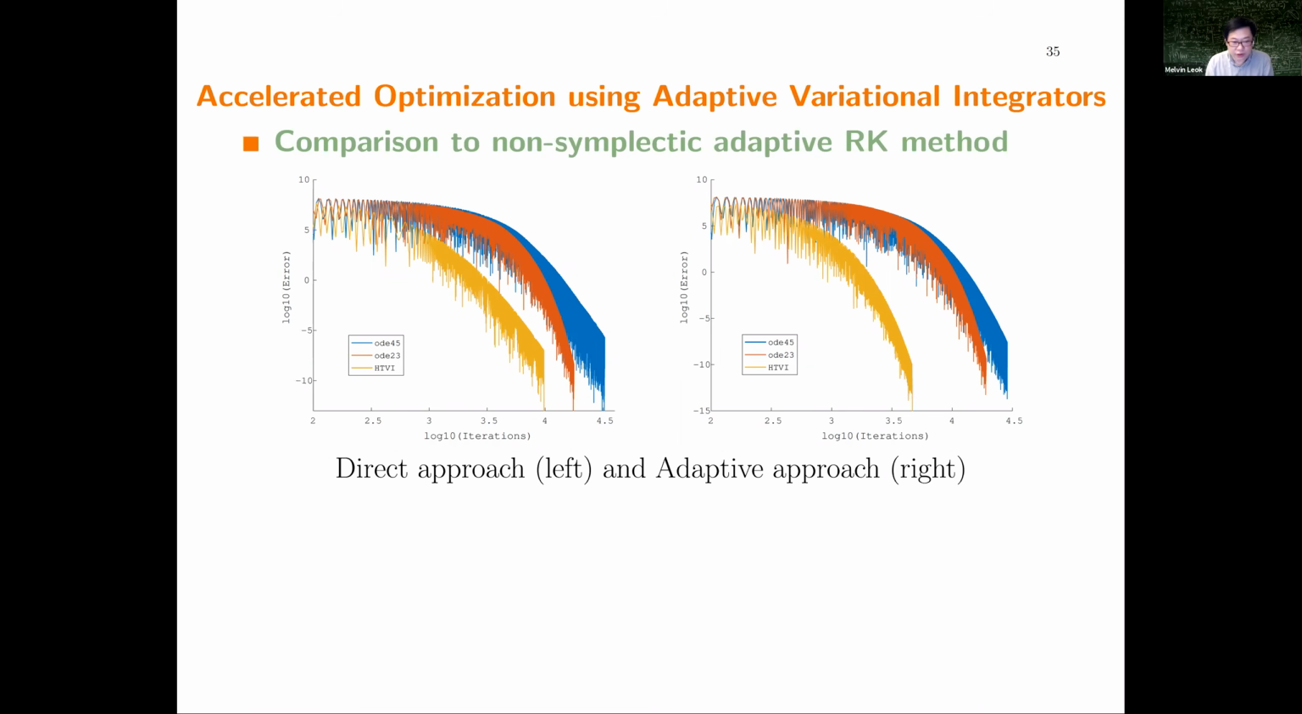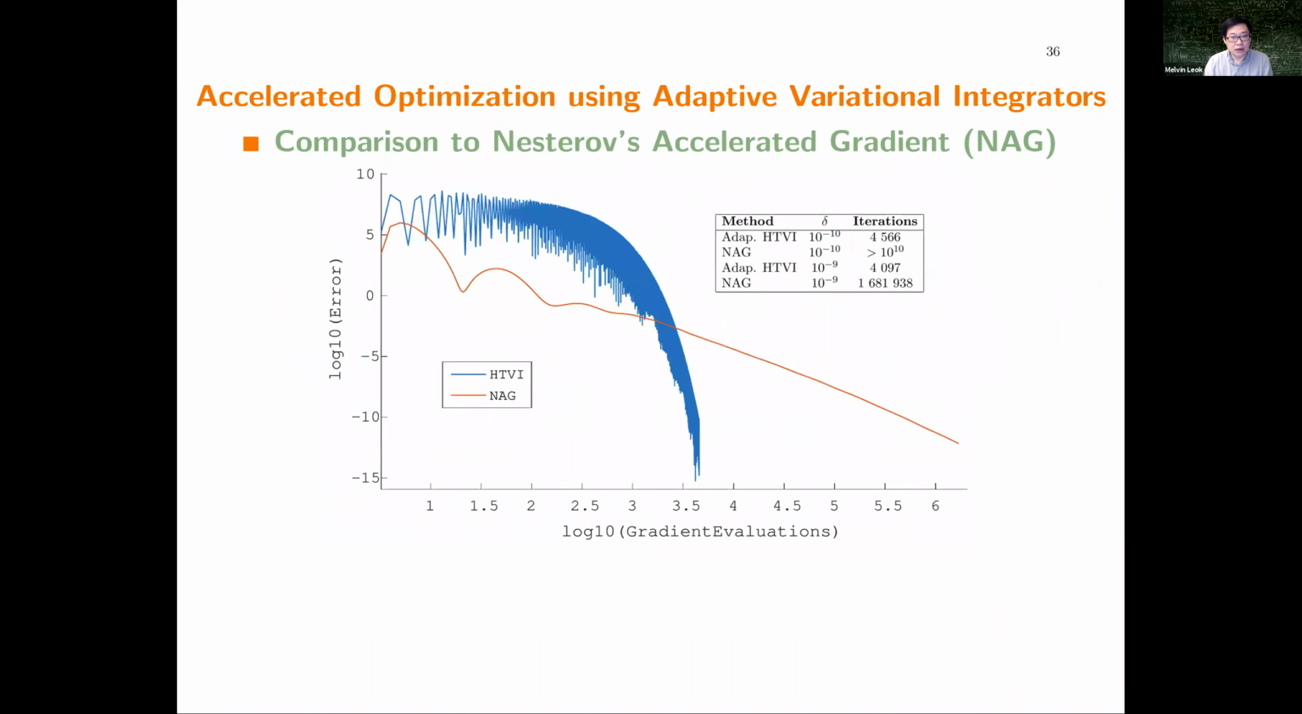So again, there's much we don't fully understand, but it seems suggestive that symplecticity plays an interesting role potentially, and that time adaptivity also plays a potentially interesting role here. And you can compare it to Nesterov, and Nesterov does a really horrible job compared to these adaptive variational integrators.